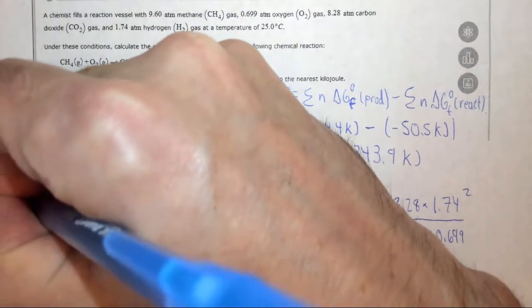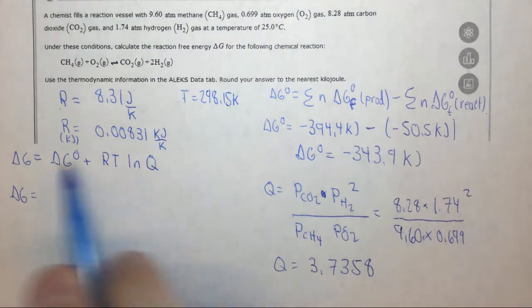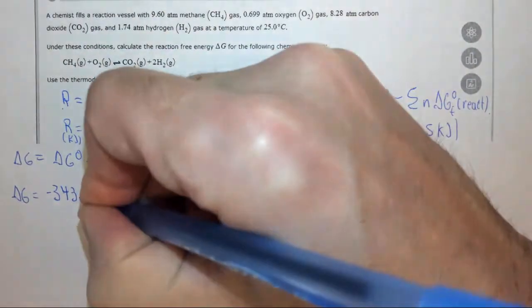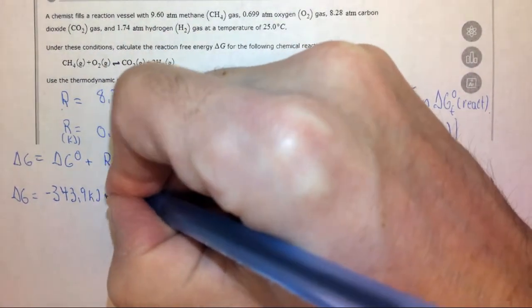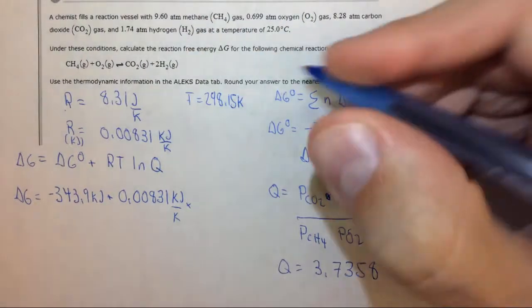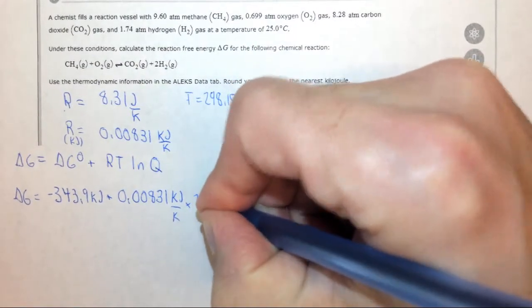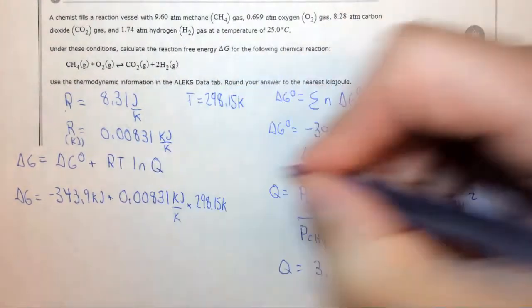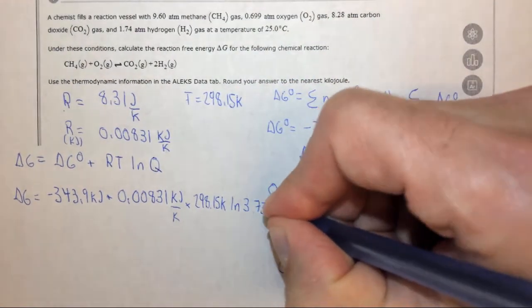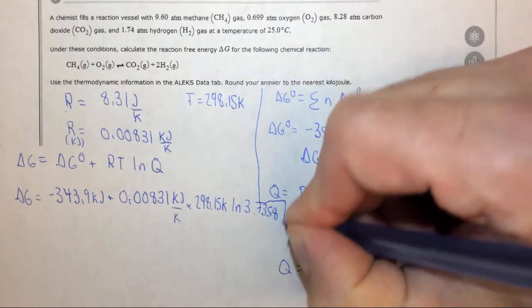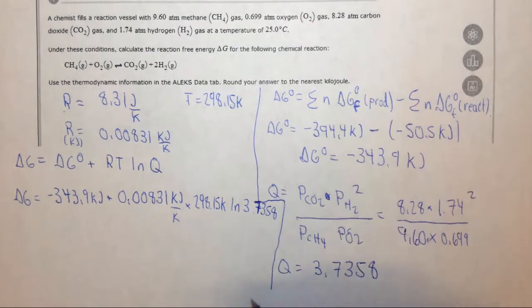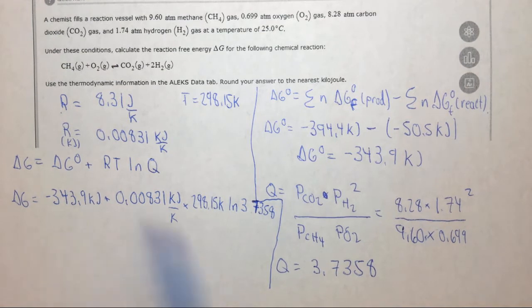So now delta G equals delta G naught, which is minus 343.9 kilojoules, plus R in kilojoules, 0.00831 kilojoules per K, times the temperature, 298.15 K, times the ln of Q, which is the ln of 3.7358. I'm just going to go ahead and do that so there's a clear distinction between the numbers, and that's a 7, even though it's kind of hard to see. Now, we just solve this.